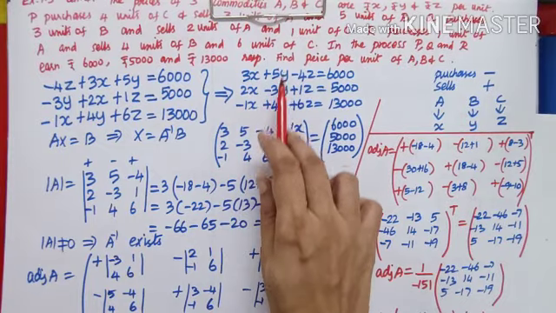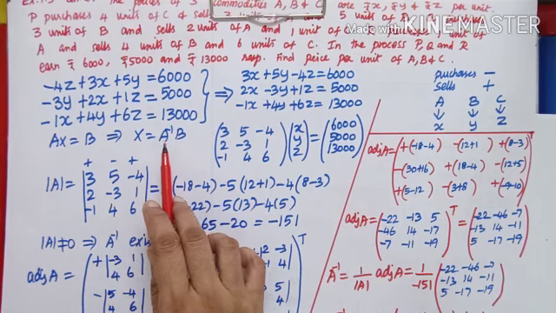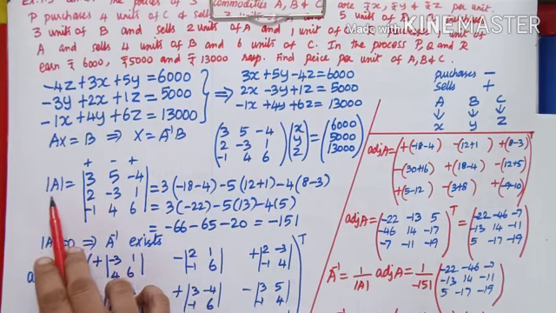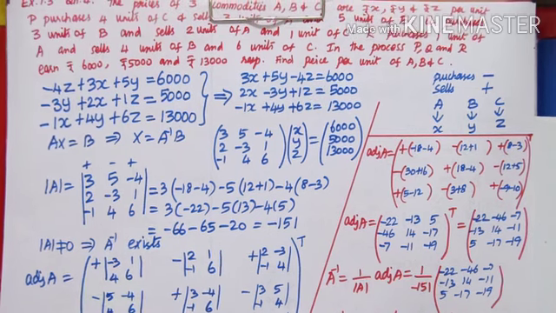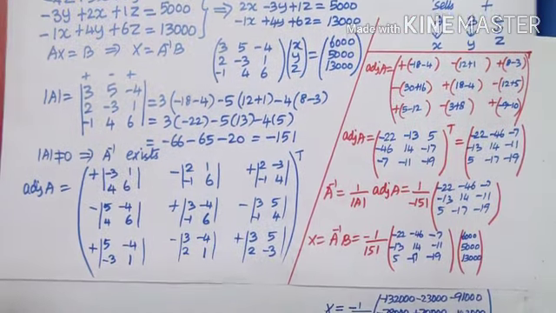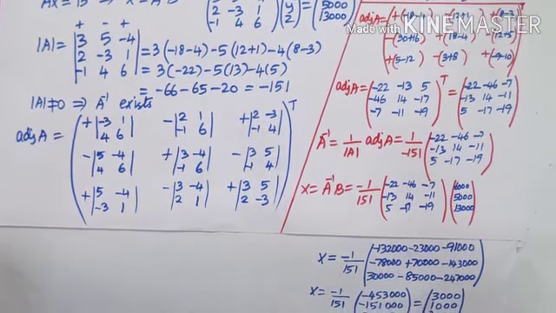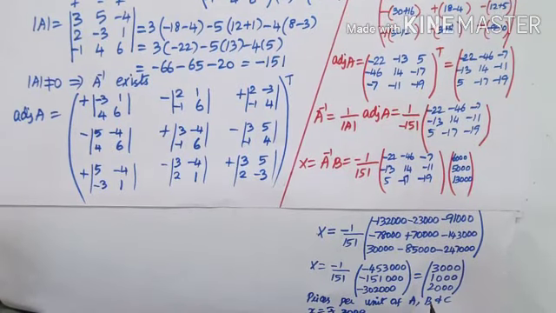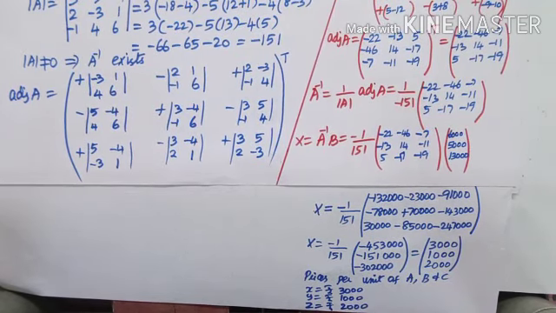Write X below X, Y below Y and Z below Z. Proceed with AX equal to B format. Then X is A inverse B. Determinant A, adjoint, remember to put the transpose. Then after finding adjoint, find A inverse, then X. X is A inverse into B. As I multiply, we get the various answers which we divide by 151 and get X is 3000, Y is 1000 and Z is 2000. Take and write the answers in statements.